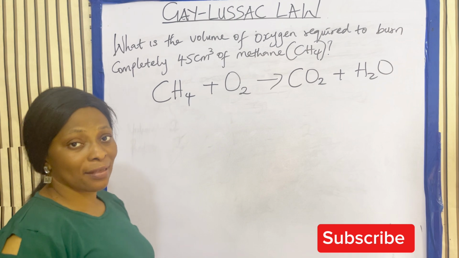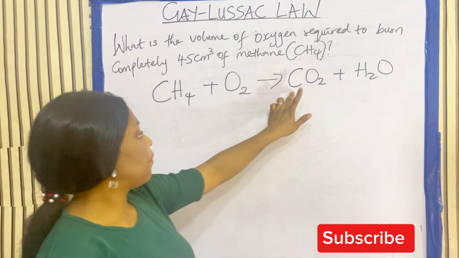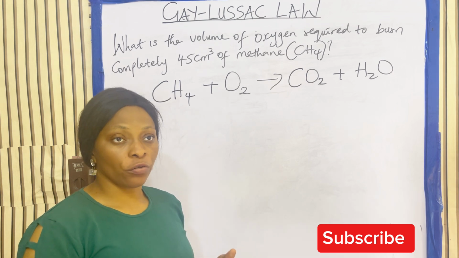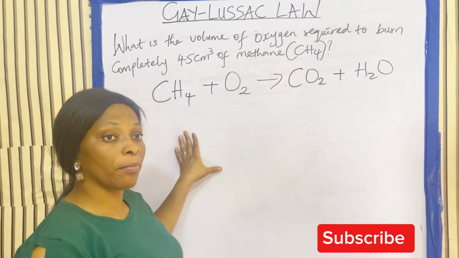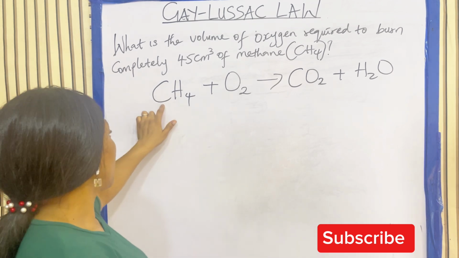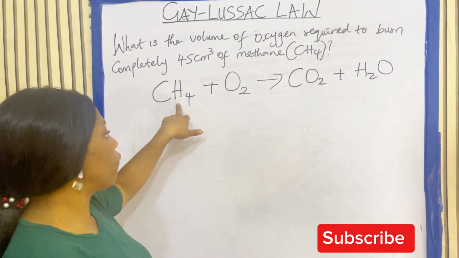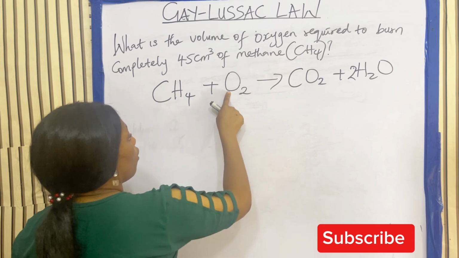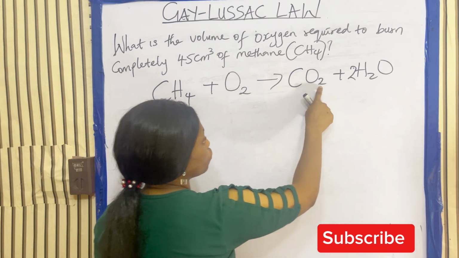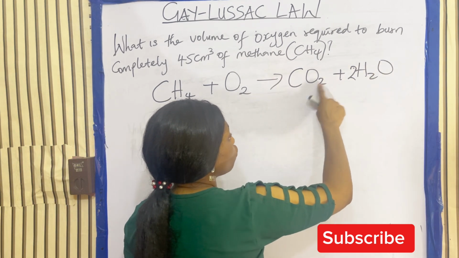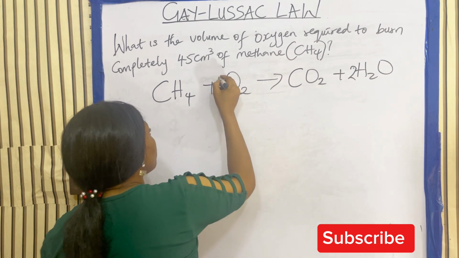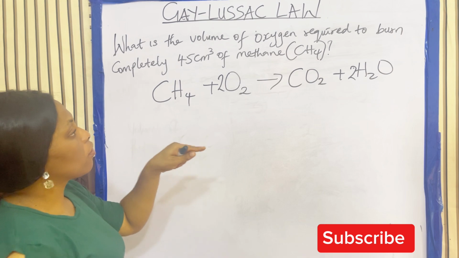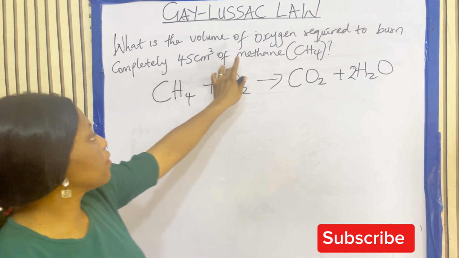Now we are going to balance the equation. Carbon is 1, carbon is 1. Please watch my video on atomic structure, because I think that was where I taught balancing of equations. So carbon is 1, carbon is 1, hydrogen 4, hydrogen 2. So you put 2 here. Then oxygen 4, oxygen 2, oxygen 2, 2. So oxygen is 2 plus 2, 4. So we are going to put 2 here. It is balanced. Now, what is the volume of oxygen required to burn completely 45 cm³ of methane?